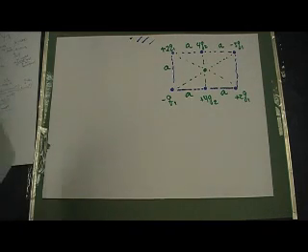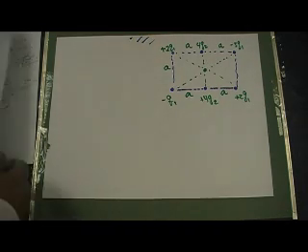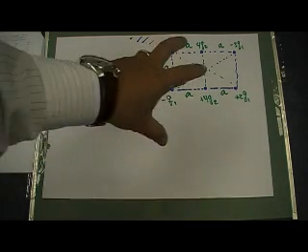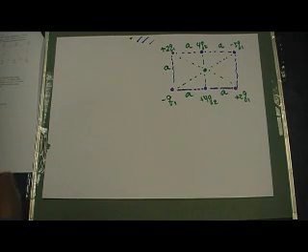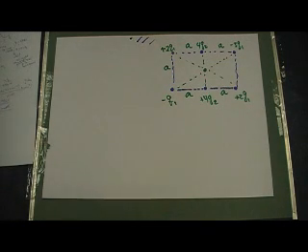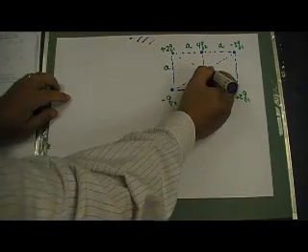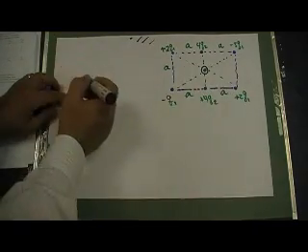The first question says we have 6 charges placed on this geometry, which looks like a rectangle of sides A and 2A. The question is asking you to calculate, with V equal to 0 at infinity, the potential at the center of the rectangle. So he wants the potential at this point here, at the center.